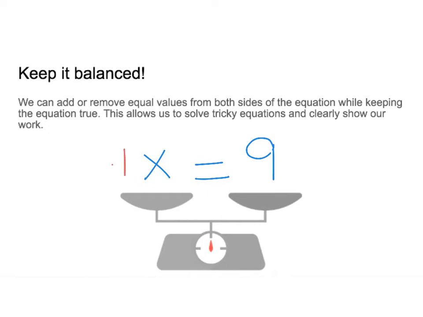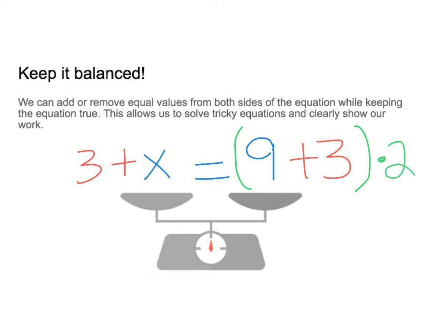And if we add 3 on one side of the equation, in order to keep it balanced, we must add 3 on the other side. If we multiply one side of the equation by 2, then we have to multiply the other side of the equation by 2. And as long as we do the same thing to both sides, it's always still going to be true, and we can always undo those steps to get back to what x equals.